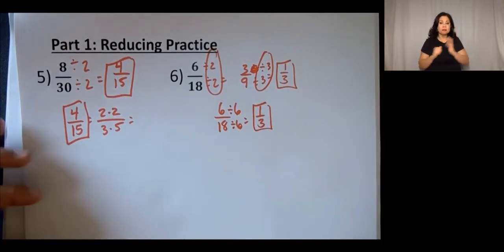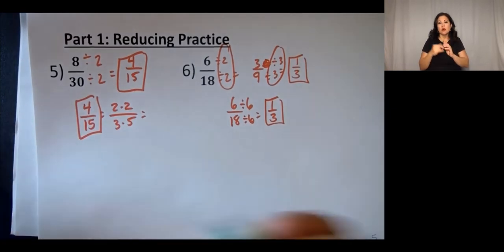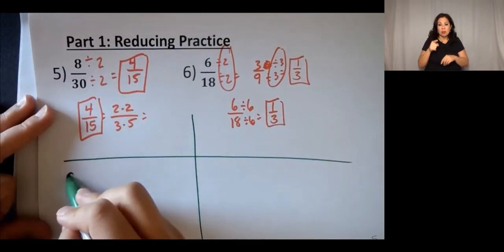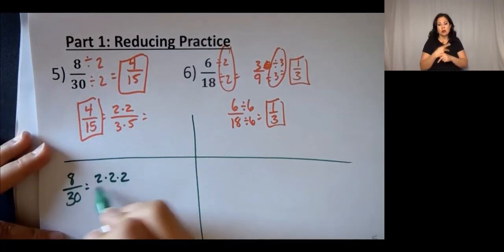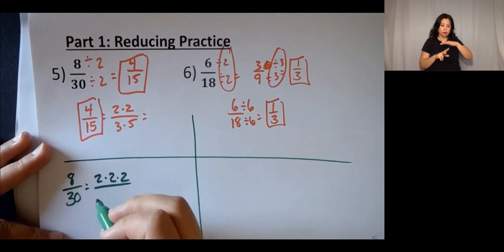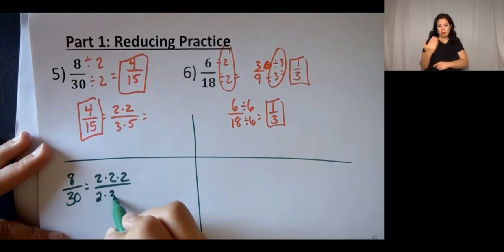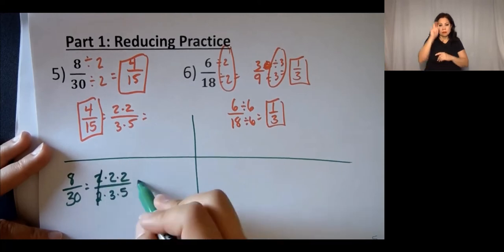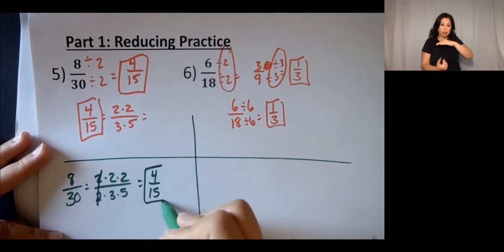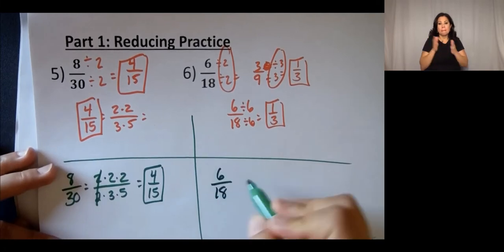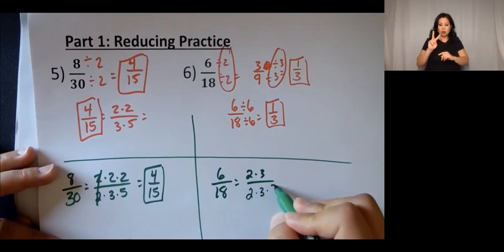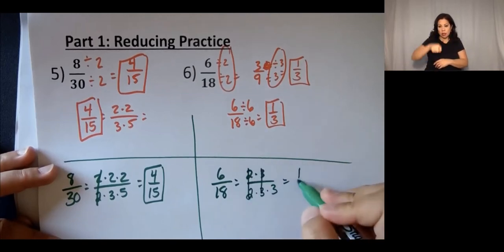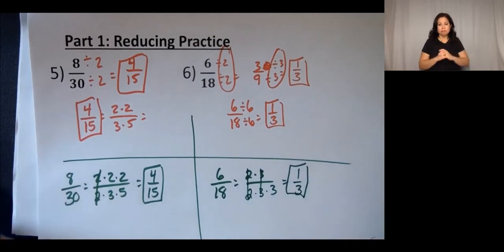Okay. So let me show you what would have happened if you had done primes, just in case you chose to do primes. 2 times 2 times 2, this would be 2 times 15. All right, cancel. 4/15. For this one, 6 over 18. 2 times 3, and this would have been 2 times 9. Cancel, cancel. 1/3. So whichever strategy you prefer, use that one.